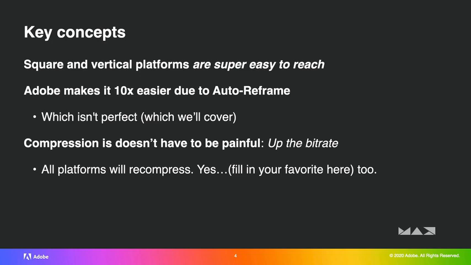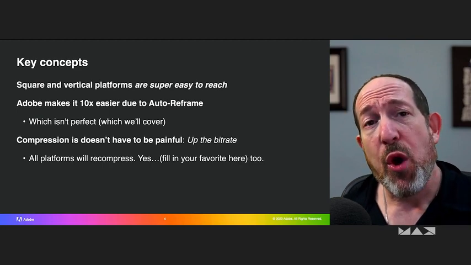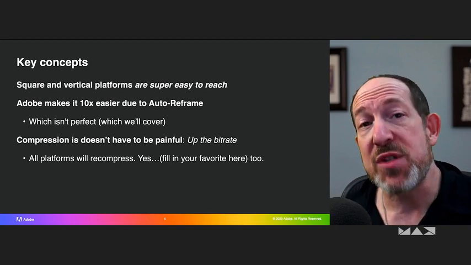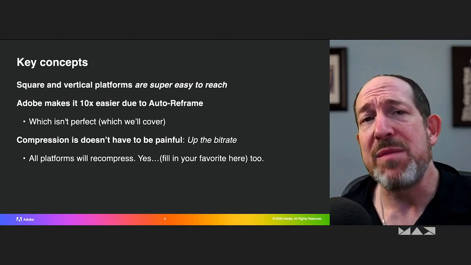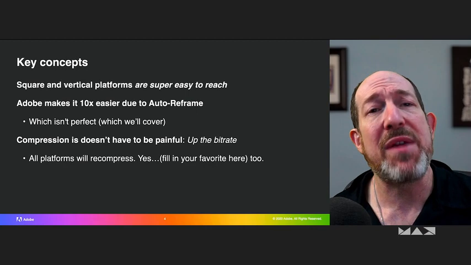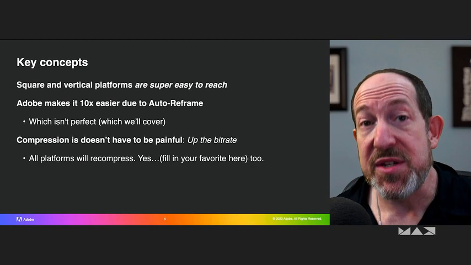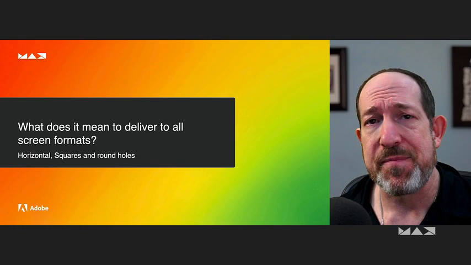Let's talk about the key concepts for today. We're going to talk about how the different platforms handle ratios, vertical and horizontal, and that the beautiful thing here is Adobe has a feature called Auto Reframe that can just fix most of the work for you. And I'm going to show you some smart ways to work when it's not perfect. And then I want to talk a little bit about Adobe Media Encoder and just how to get the best quality out of it, with the knowledge that every platform you go online, they're going to recompress your work. YouTube, Instagram, Facebook, they're all going to recompress no matter what.